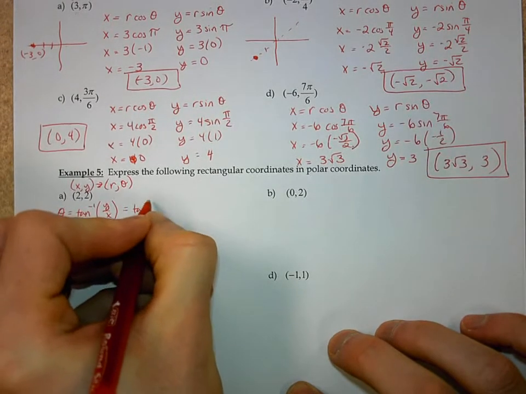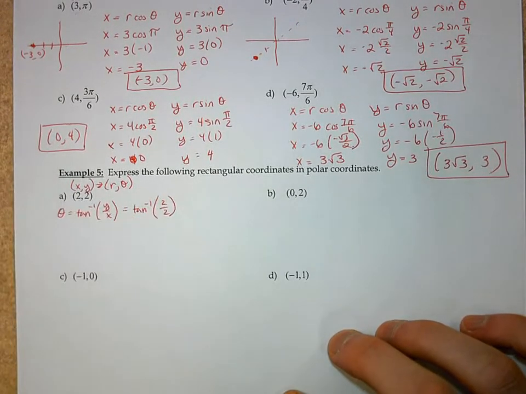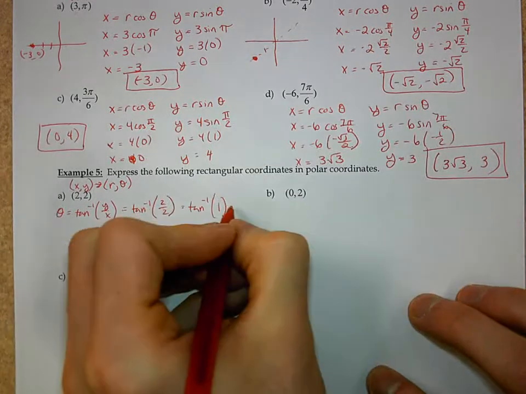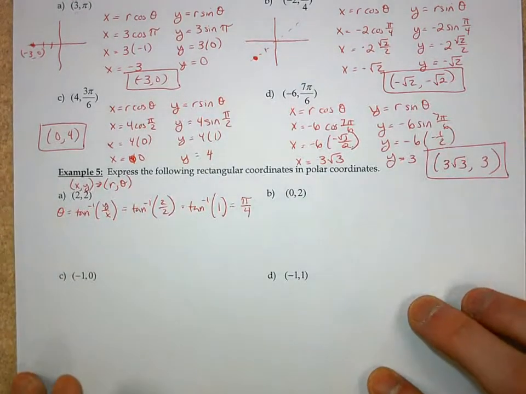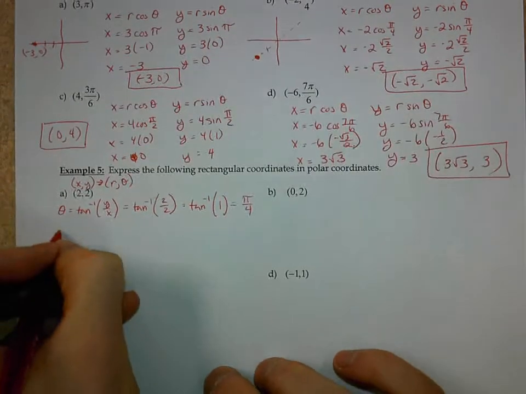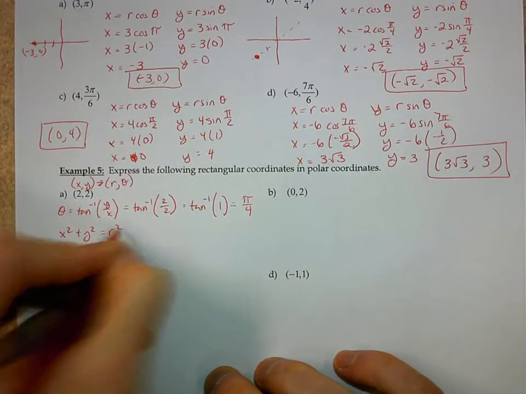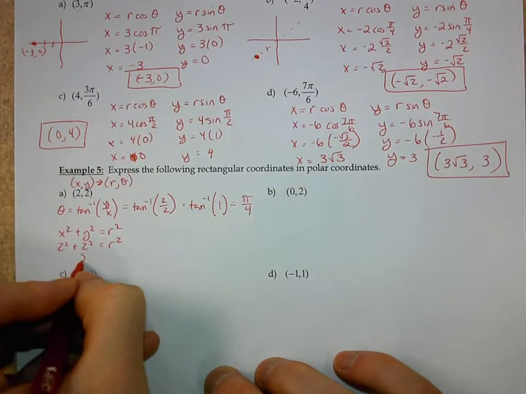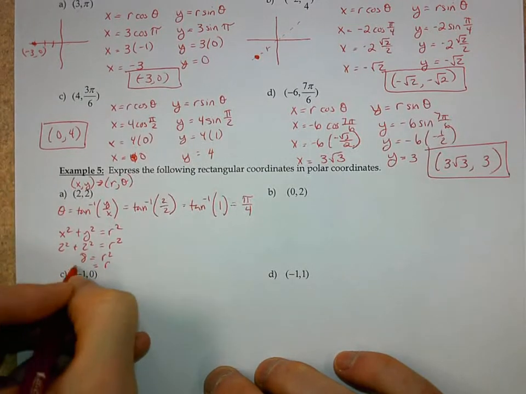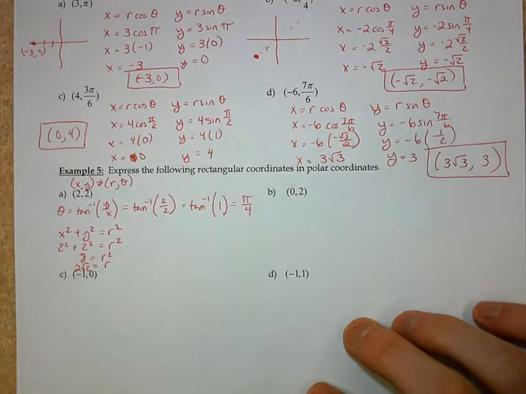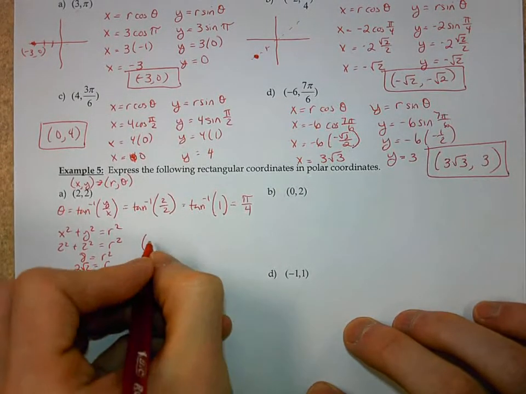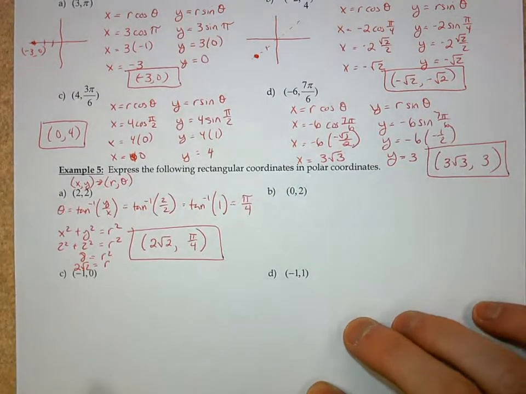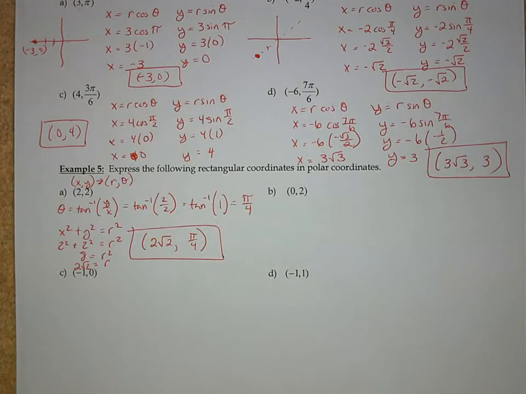So I'm dealing with the tangent inverse of 2 over 2, which is really the tangent inverse of 1. And the tangent inverse of 1 is pi over 4. Second part then, x squared plus y squared is equal to r squared. So 2 squared plus 2 squared is equal to r squared. 8 is equal to r squared. So r will be 2 square root of 2 when you simplify it down. So in polar coordinates, I put my r first and then my angle measurement. So 2, 2 is the same thing as 2 square root of 2 comma pi over 4.